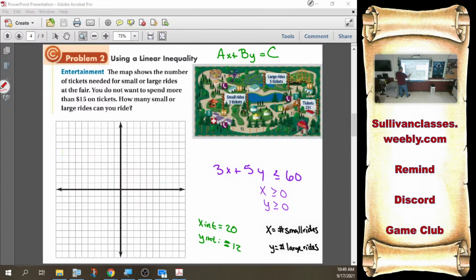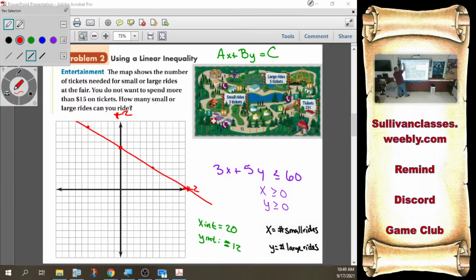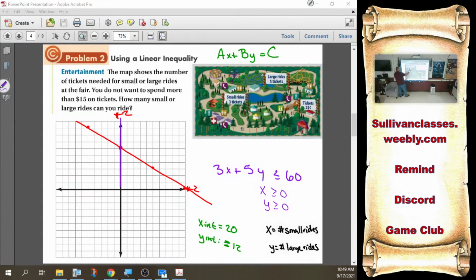Okay. So we said by 2, by 2. 1, 2, 3, 4, 5, 6. Up 3, right, 1, 2, 3, 4, 5. Down 3, 1, 2, 3, 4, 5. 1, 2, 3. Okay. Here's the way that I always told my kids to do it in other classes.